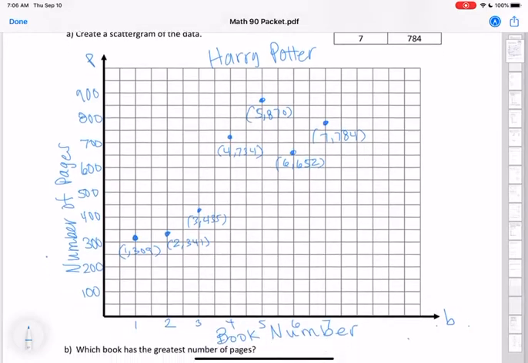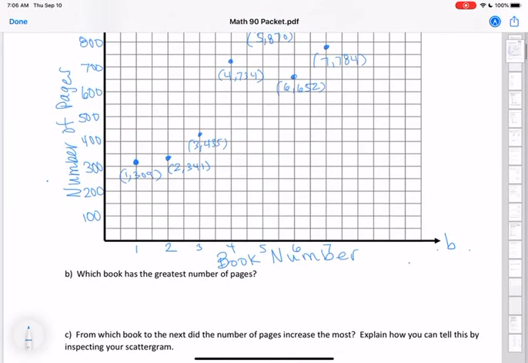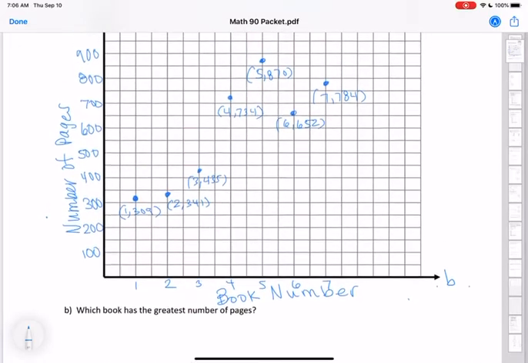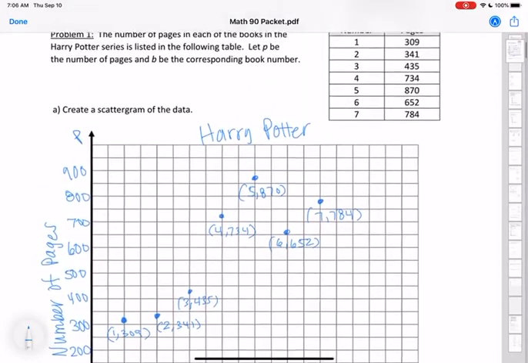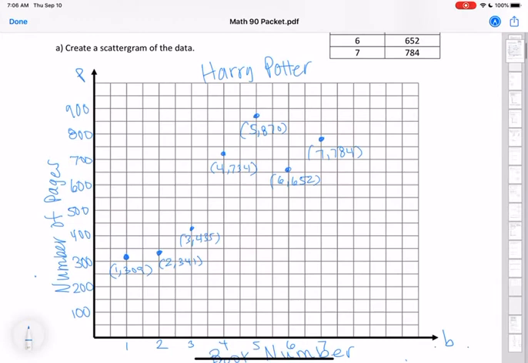Awesome. So if you didn't get a chance to try part B and part C, go ahead and do that now. If you got it, though, let's go ahead and check. So for part B, it says, which book has the greatest number of pages? So you could find that out two different ways. You could look in your chart and look for the highest number and see which book that is. Or you could look on your graph and see which one is up the highest.